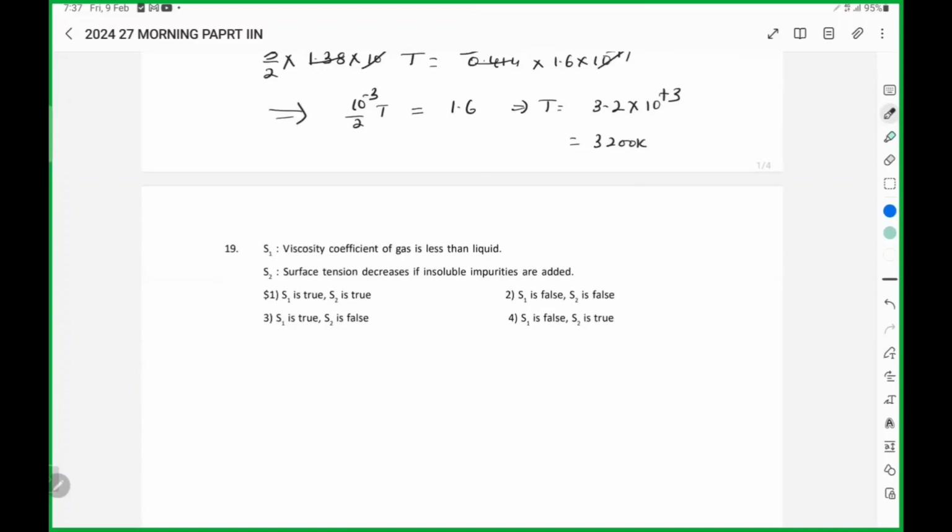Here, the viscosity coefficient of a gas. So he has given two statements. Which statement is correct, or both of them are correct, or only one of them is correct? Let us observe. So the coefficient of viscosity is a measure of resistance of a fluid.